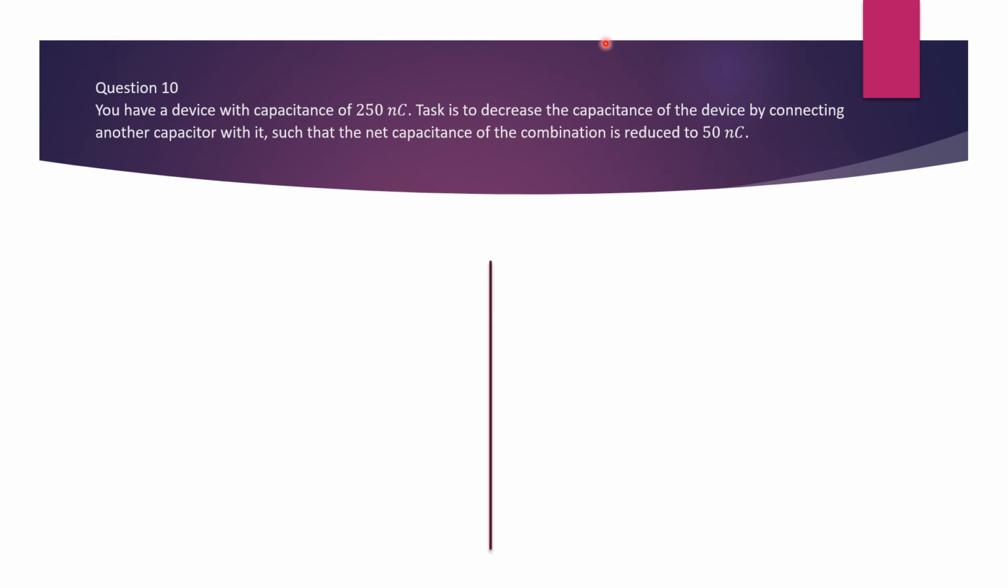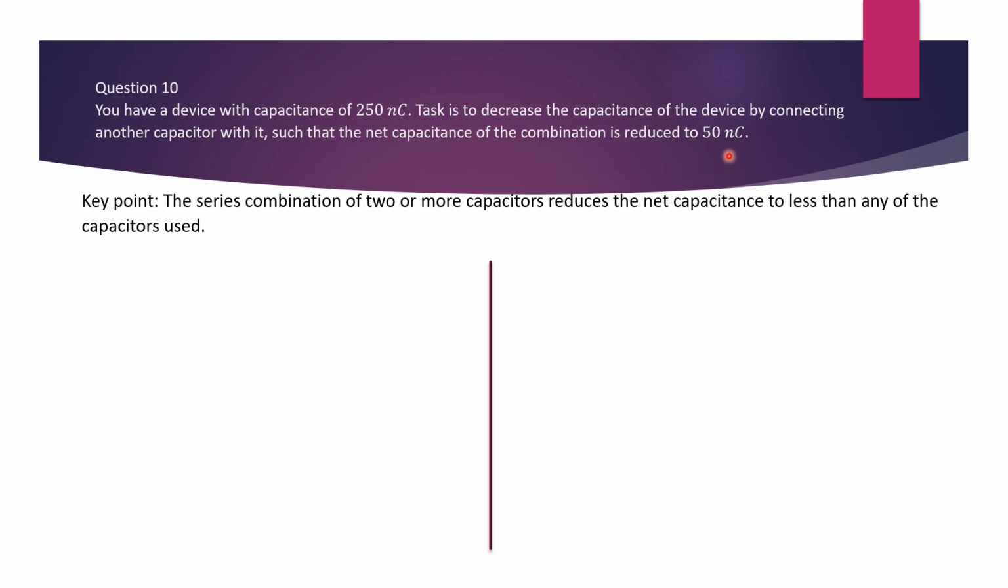Question 10. You have a device with capacitance of 250 nanocoulomb. The task is to decrease the capacitance of the device by connecting another capacitor with it such that the net capacitance of the combination is reduced to 50 nanocoulombs. Key point. The series combination of two or more capacitors reduces the net capacitance to less than any of the capacitors used.